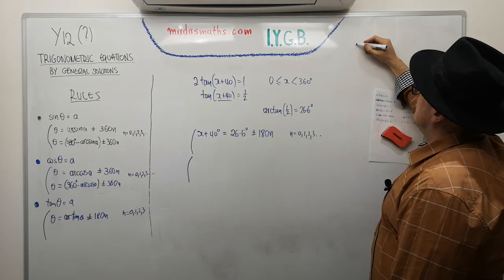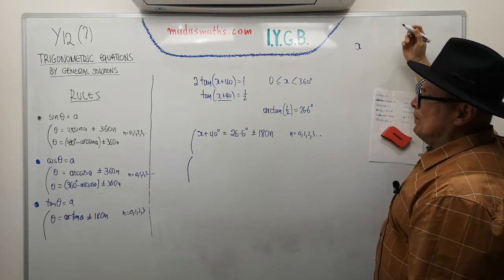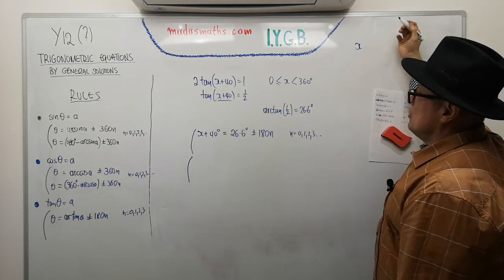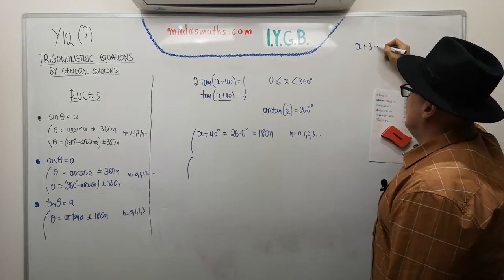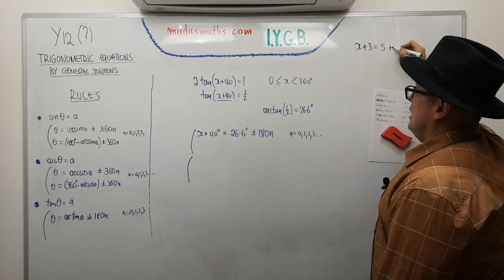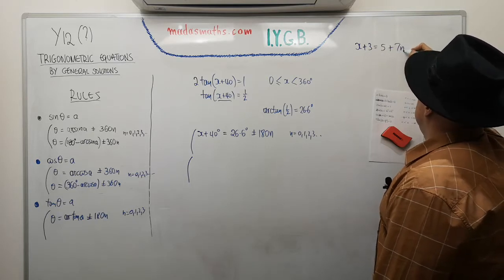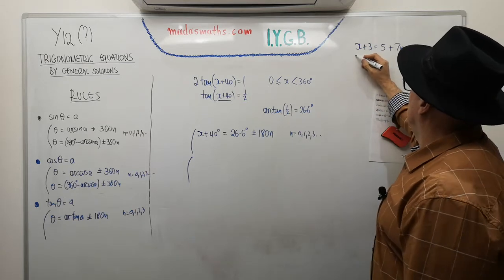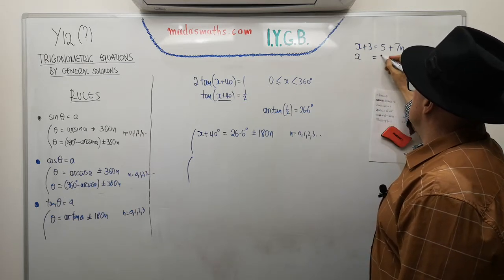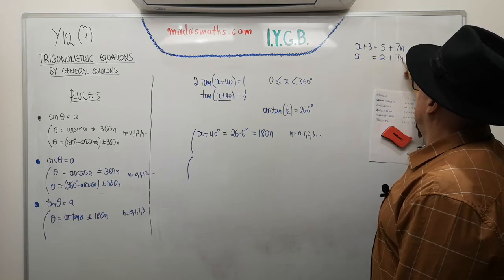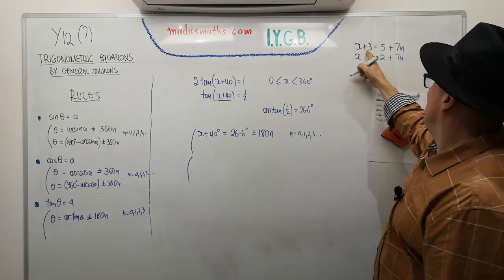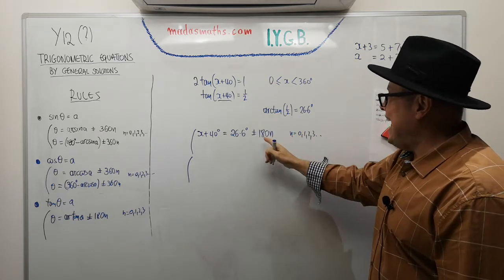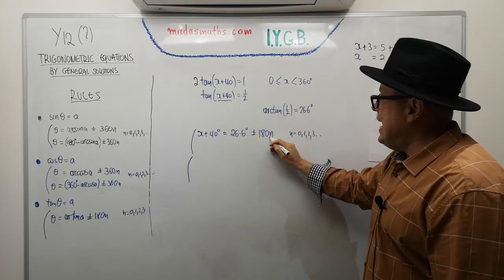So let's look at this with smaller numbers, and let's go back a few years in our maths. Suppose we had x plus 3 is equal to 5 plus, I don't know, 7n, and we want to make x the subject. I hope that your x is 2 plus 7n, and you don't subtract this 3 from the 7n. These are lots of 180. That's why I write n there.